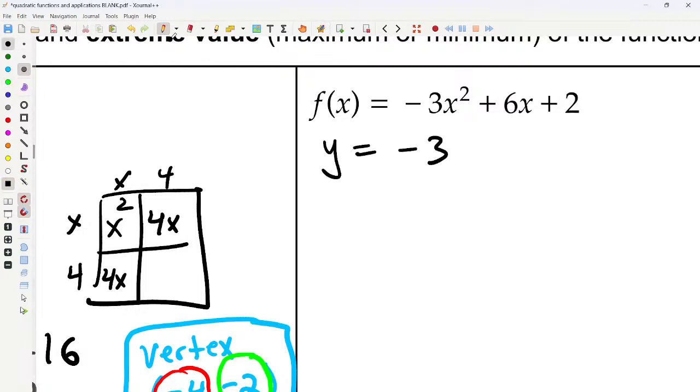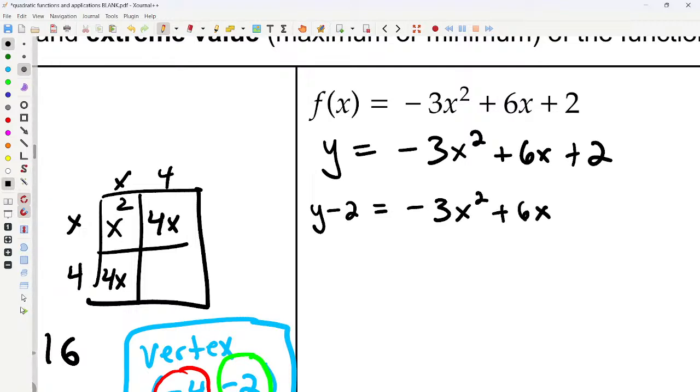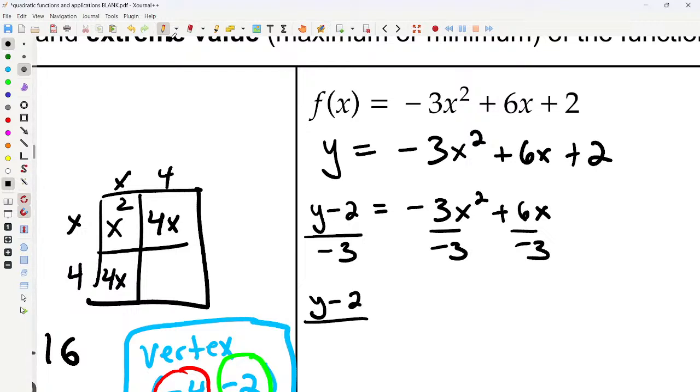Call this y. I am going to subtract the 2 and then divide by the -3. You could divide by the -3 first. I'm just going to subtract the 2 first. And now divide everything by -3. So I'm purposely writing the left-hand side like that. You might want to come back to this part of the video later.